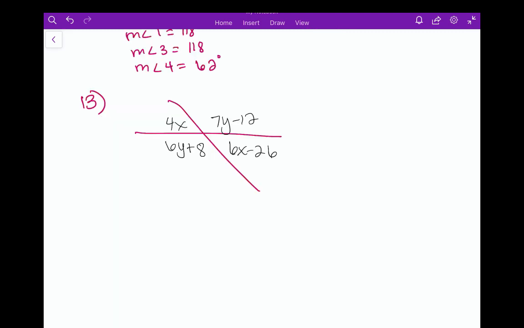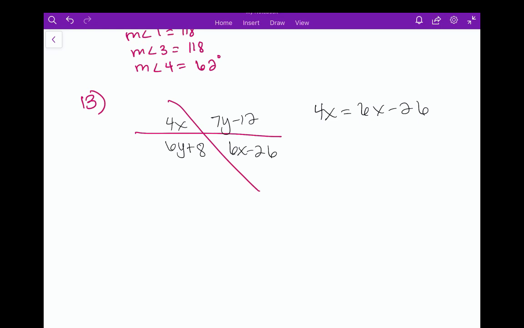All right, so for number 13, we need to find the value of x and y. So I have 4 angles here. I know that I have some vertical angles and I have some linear pairs. Remember, vertical angles are congruent. So 4x should be equal to 6x minus 26.